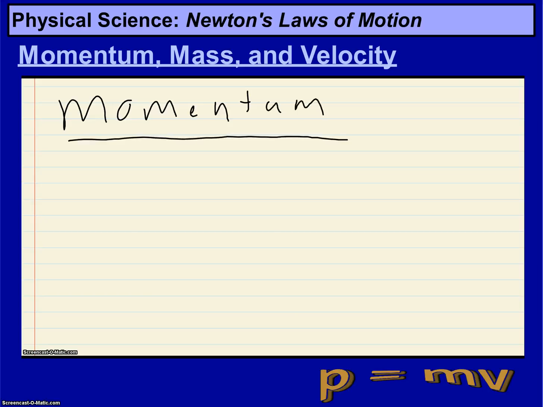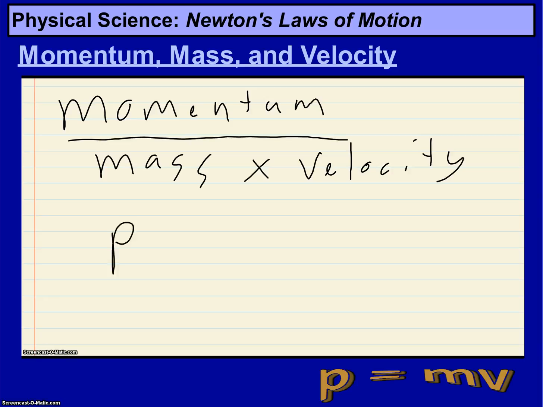The topic right now is momentum. The definition of momentum is mass multiplied by velocity. In other words, the definition of momentum is just a mathematical equation, and we write it like P is equal to mv, P standing for momentum, m standing for mass, and v standing for velocity. Remembering velocity is a vector quantity, so it's going to be in a particular direction.